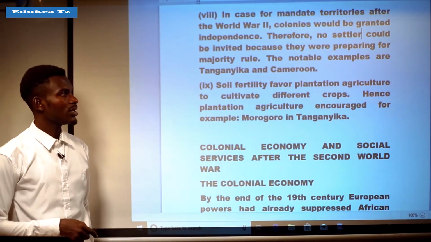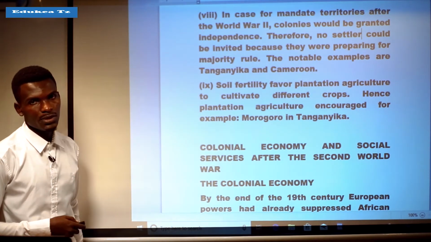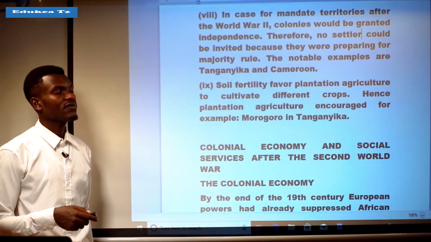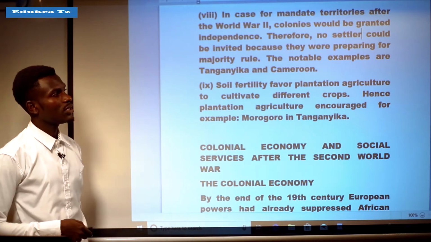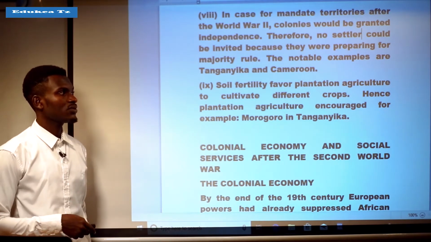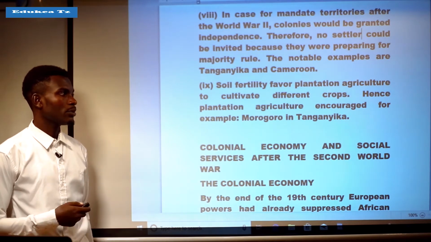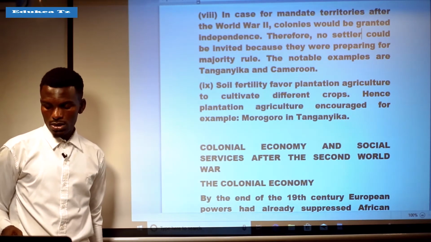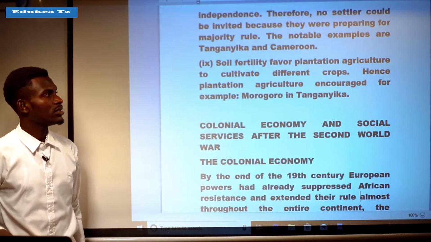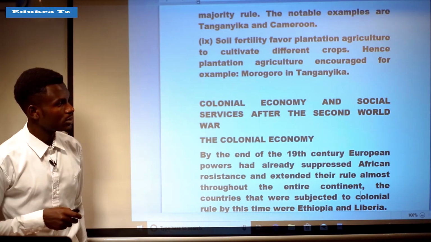And the last one was soil fertility, which favored plantation agriculture to cultivate different crops. It means that areas with fertile land or fertile soil favored plantation and settler agriculture, which could provide the nutrients for the cultivation of different crops. Hence, plantation agriculture was encouraged, for example, in Morogoro in Tanganyika. These were areas which had fertile soil that could support the introduction of plantation agriculture.